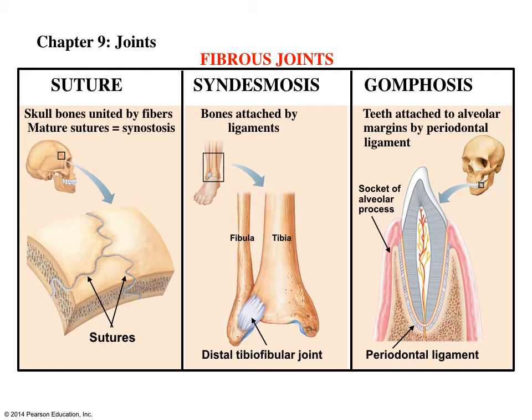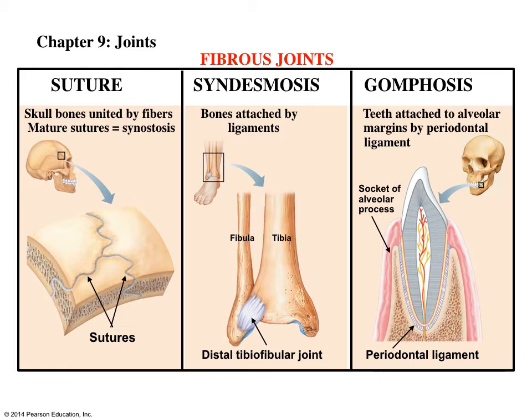Three types of fibrous joints would be sutures in the skull. A mature suture where the fibers are no longer present is often referred to as a synostosis. Syndesmoses would be examples such as the distal tibiofibular joint. Here the two bones are attached by ligaments, which are fibrous connective tissues.